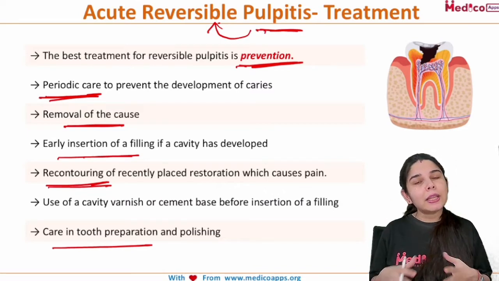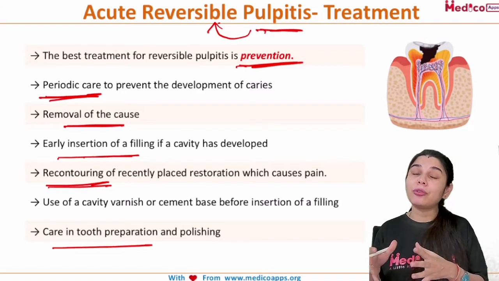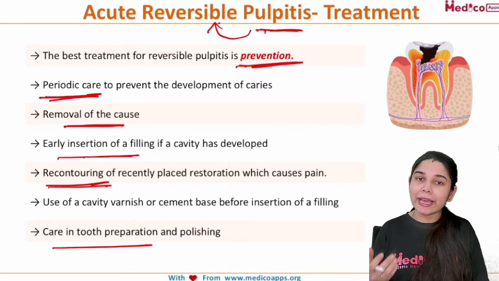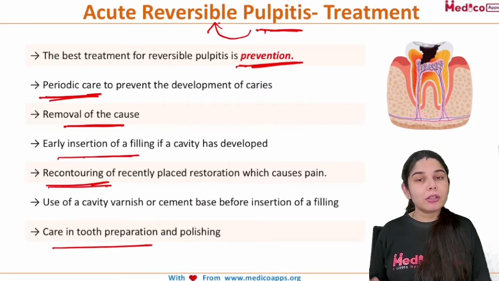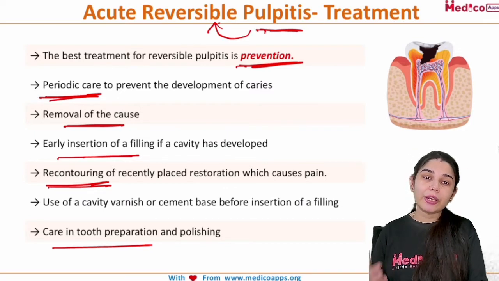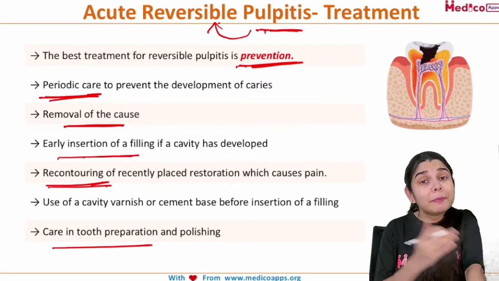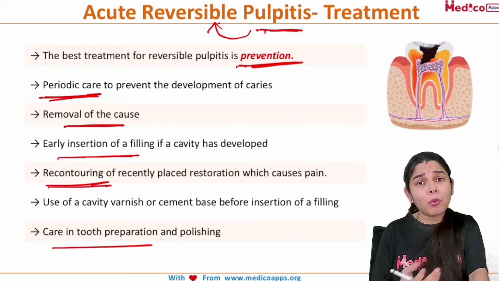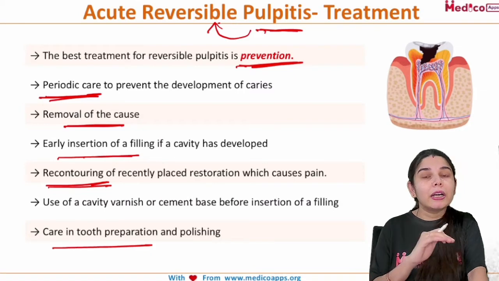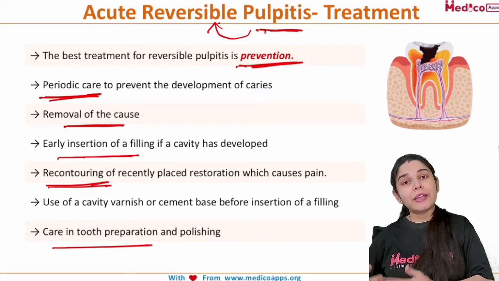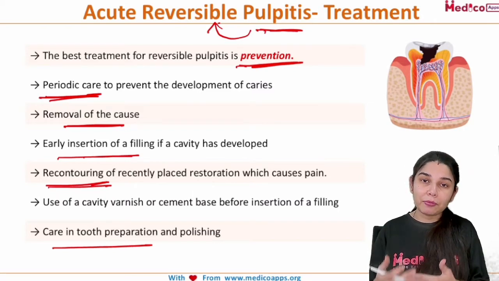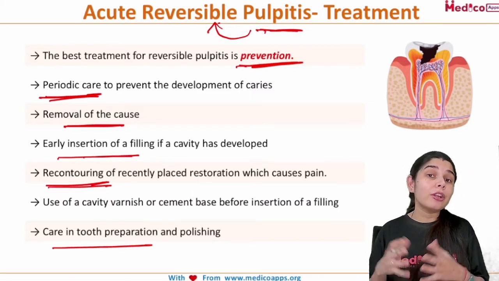So all these are the methods for prevention of acute reversible pulpitis. Do remember these preventions: periodic care should be taken, removal of the cause, early insertion of the restoration if required, recontouring if required, and putting of the cement or the cavity varnish to protect the base of the pulp, to protect the pulp cavity, so that if there is in case any infection going ahead with the pulp, we can protect it beforehand. And lastly, take care while tooth preparation.